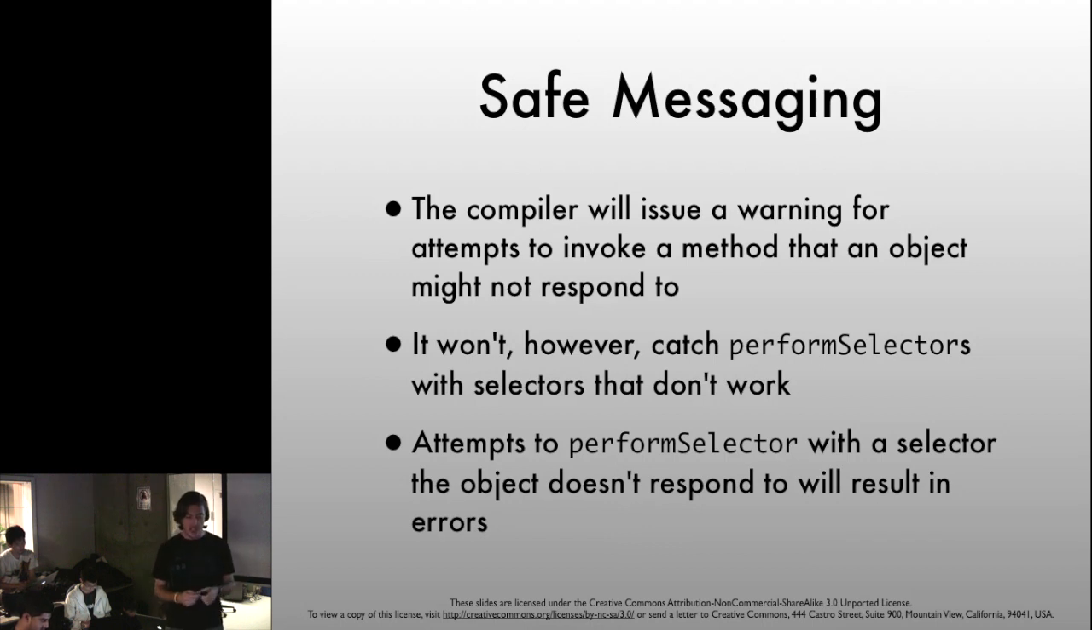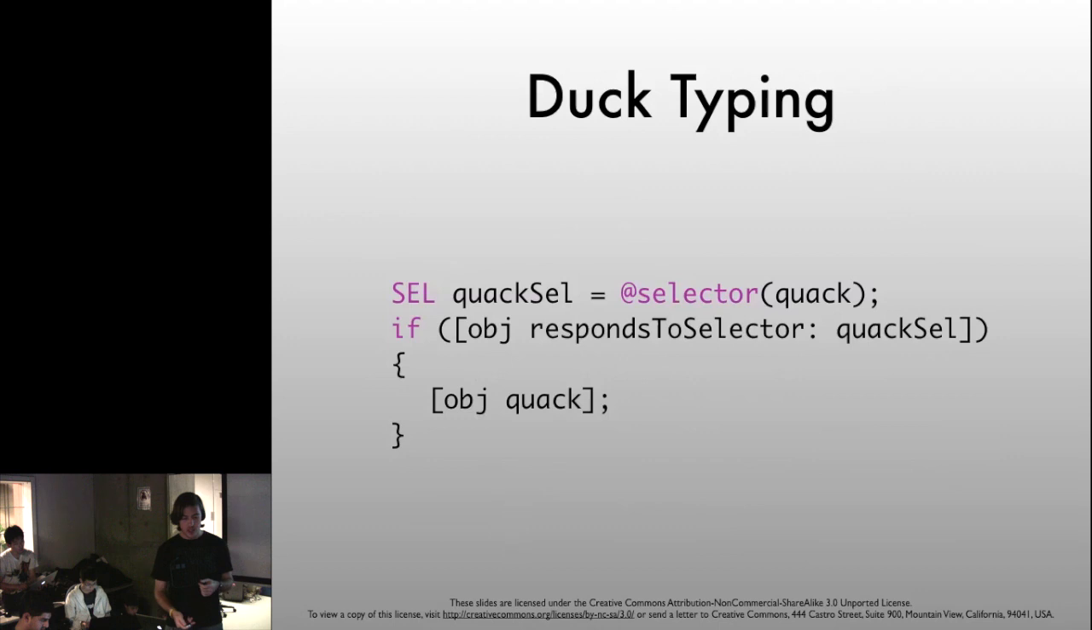There's a way to test if an object will respond to a selector, and that enables something called duck typing. Who's heard the expression, if it walks like a duck and quacks like a duck, it's probably a duck? This is a programming idea called duck typing, and the idea is that if a duck can quack, it's probably a duck. You don't really care. What's neat about it is if this object responds to the quack selector, meaning that if I were to send this message to the object, would it be able to give me an answer? And if that's yes, then I can tell it to quack, regardless of what object it actually is. Does that make sense?